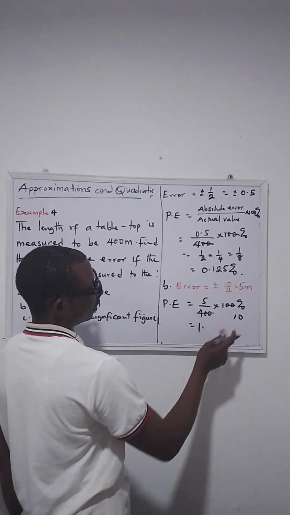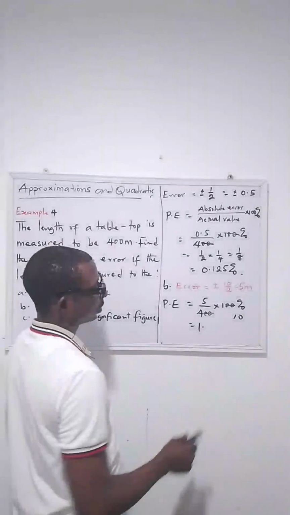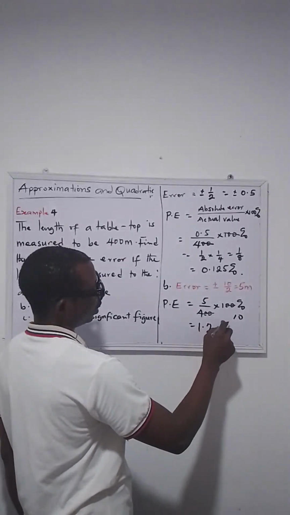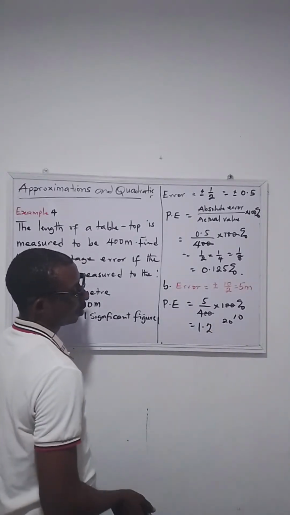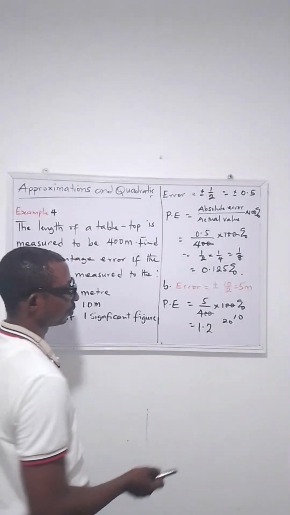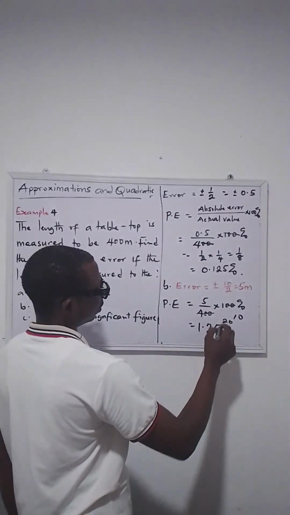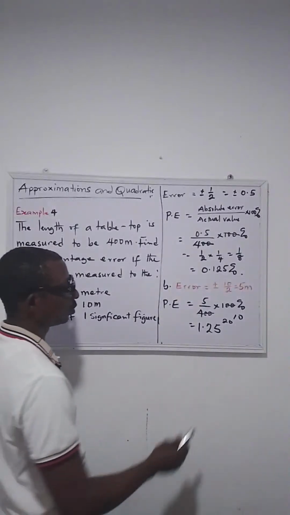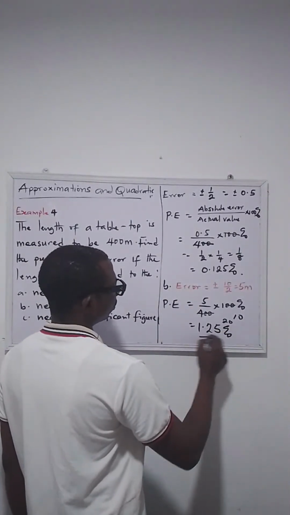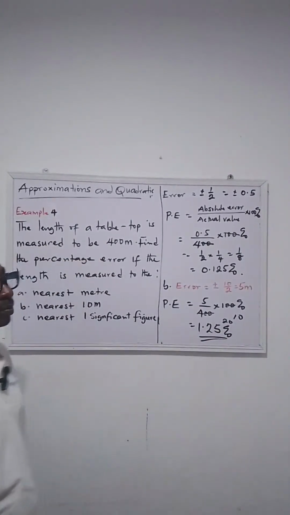So 4 goes in 10, that is 2. It remains 2. Put 0 there. So 4 goes there. So that's 5. So we have 1.25%. This is going to be the answer to the problem. Okay, so that is the percentage error to the nearest 10 meters.